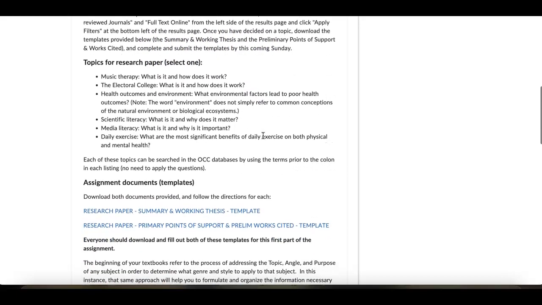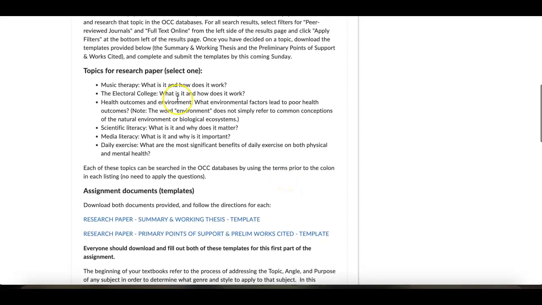So those two documents are here and here. You've already seen both of these that were organized for argumentation. They are now changed slightly to be focused just on research. Here are the topics for selection: music therapy, electoral college, health outcomes and environment, scientific literacy, media literacy, daily exercise. The question posed for each one that you are looking to analyze in terms of your outcomes in the research, and again, this is third person objective.